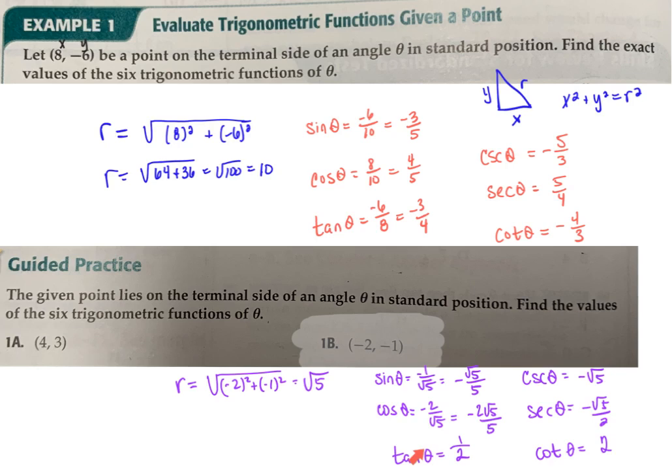And tangent would be y over x. Negative 1 over negative 2 is just positive 1/2. Cosecant is just reciprocated, and I always go back to the sine to reciprocate it.